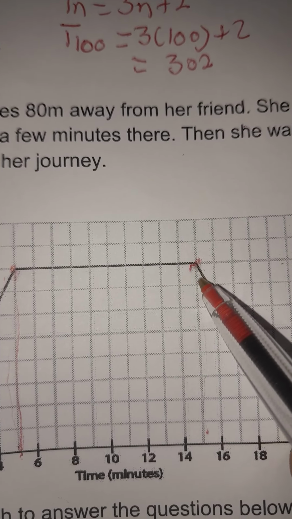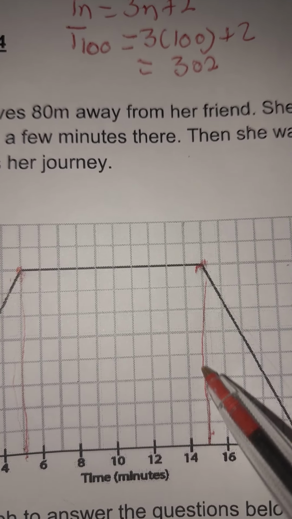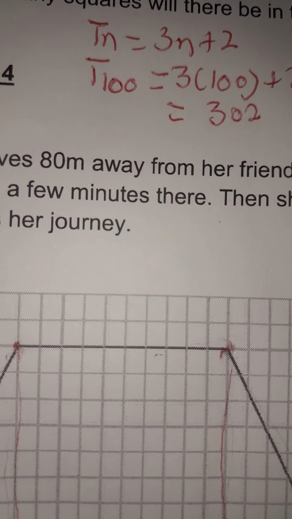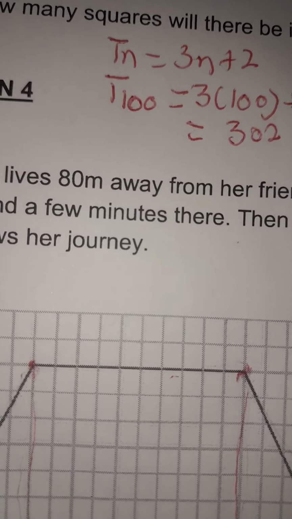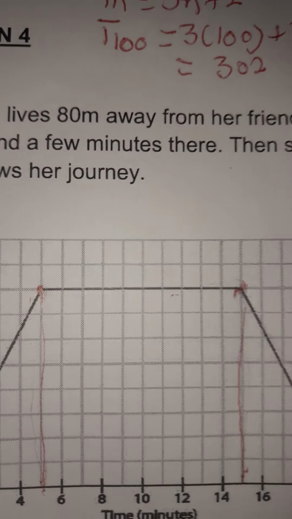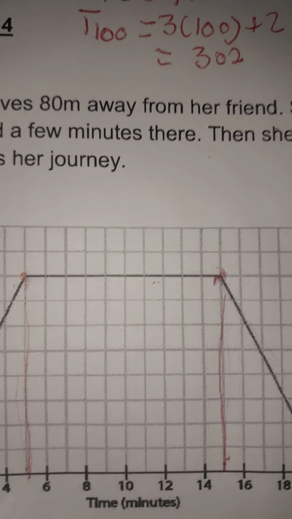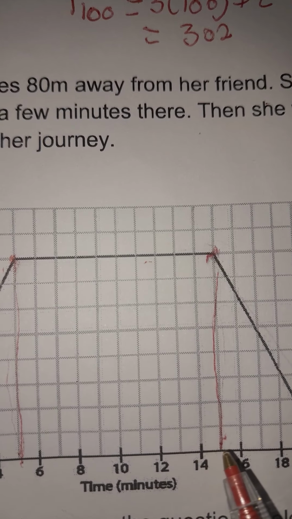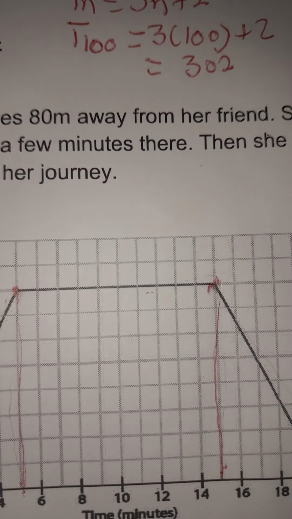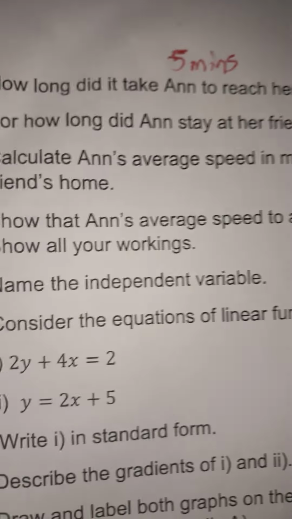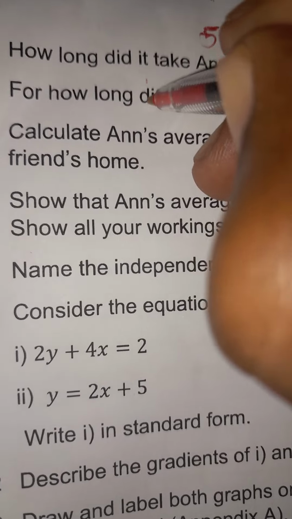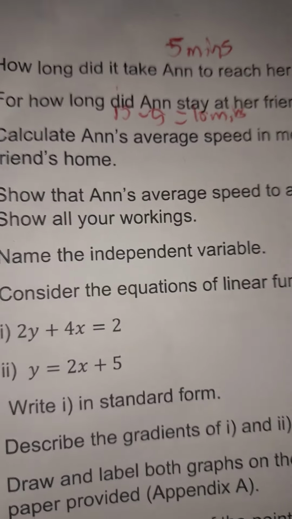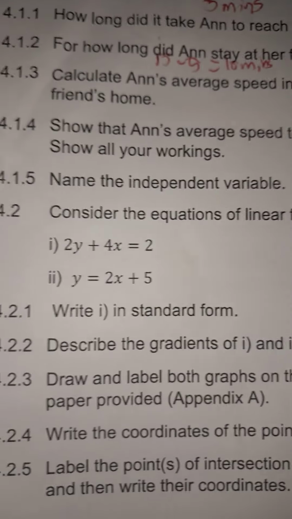Yes, that's how we are going to analyze this. They're asking: for how many minutes did N stay in her friend's home? In other words, we have 5 minutes and 15 minutes. So we are going to find the difference: 15 minus 5 is going to be 10 minutes. So N stayed 10 minutes.